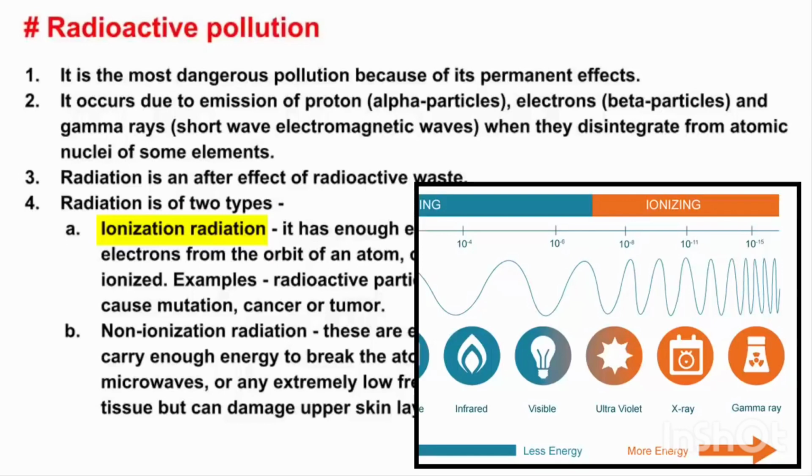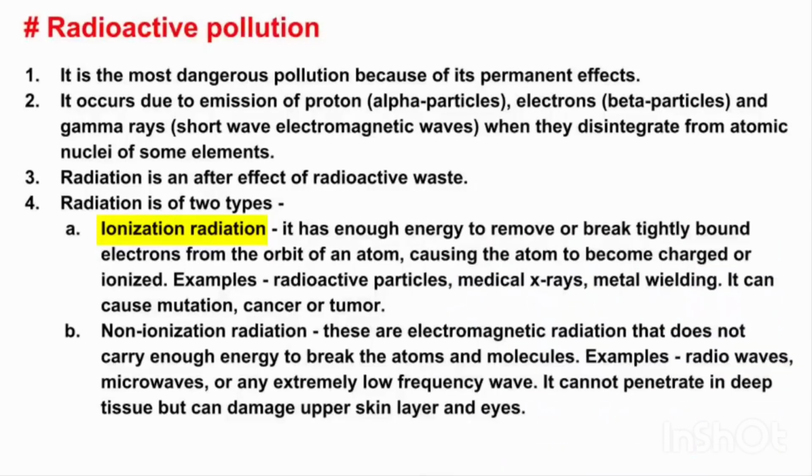Some examples of ionizing radiation are radioactive particles, then medical X-rays, then metal welding. If the human body is exposed to ionizing radiation, it can break bonds in proteins and other important molecules in our body, and that can cause mutation, cancer, or tumor, which can lead to death.